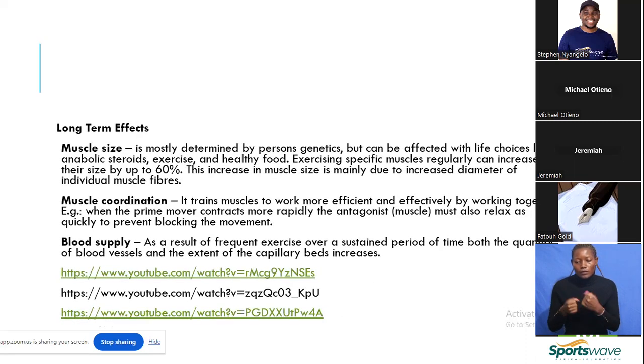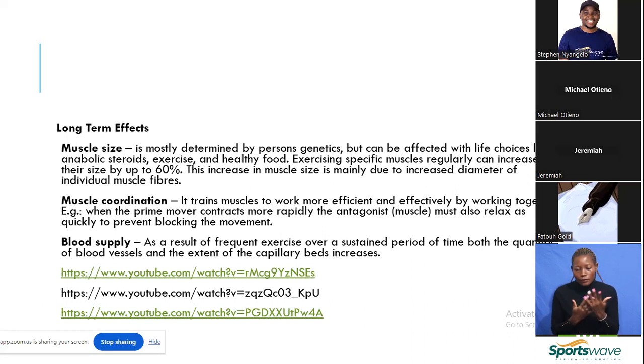Muscle size, we call it hypertrophy, is a long-term effect. The reason why we normally do muscle hypertrophy during the off-season is because of that long-term effect. You cannot go in during the in-season and expect to work on muscle size. Also muscle coordination, also aspects of blood supply.